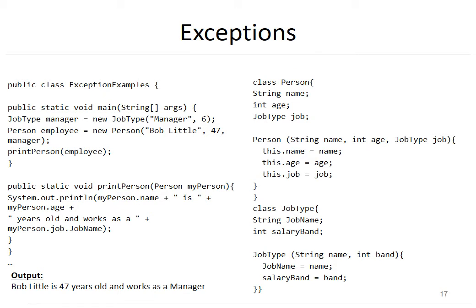To deal with this situation, it is advised to require proper initialization as part of the constructor. You can see this illustrated here. Both the Person and JobType classes have constructors which now initialize all the variables. In the main method, you can now see a manager JobType object and an employee Person object created with proper values for their variables. When this program is run, it will give the desired output, saying Bob Little is 47 years old and works as a manager.